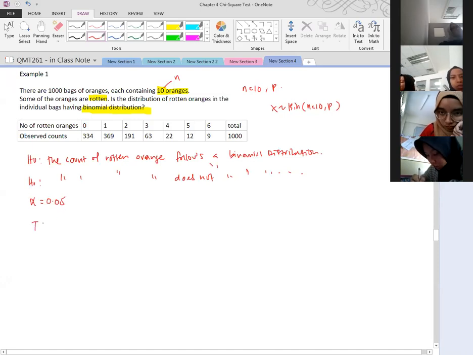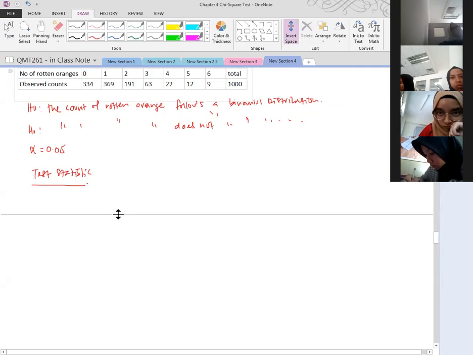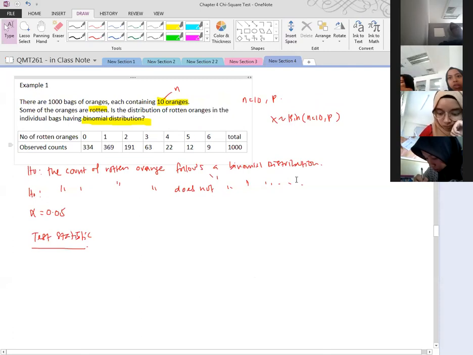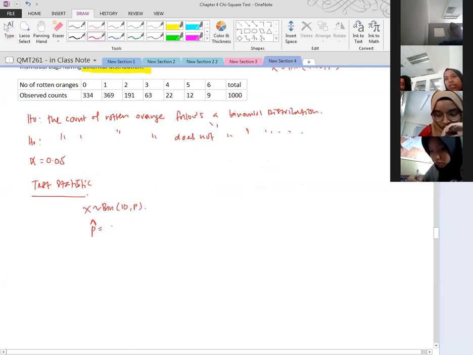So then we need to find the test statistic. Since we are dealing with categorical data, we're going to use the chi-squared test. So now we know that X has a binomial distribution with n equal to 10, and we don't know the value of P. So to estimate P, the estimate of P should be X bar divided by n, right?